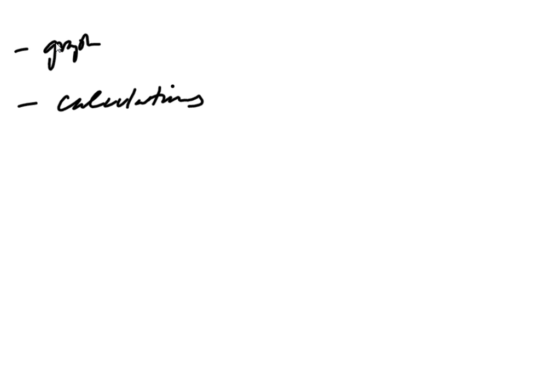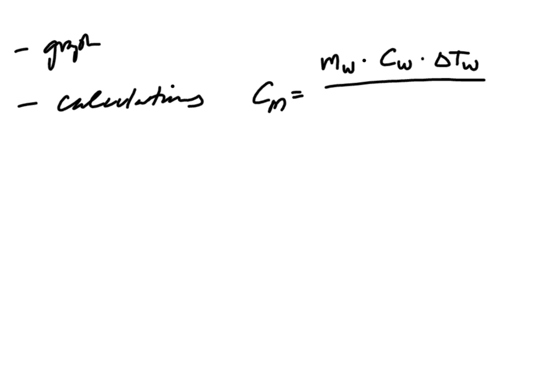which you would use the equation: C of the metal is equal to the mass of the water times the specific heat capacity of the water times the change in temperature of the water, divided by the mass of the metal times the change in temperature of the metal. This equation is what you're going to use in order to get the specific heat capacity of the 5 different metals that you did.